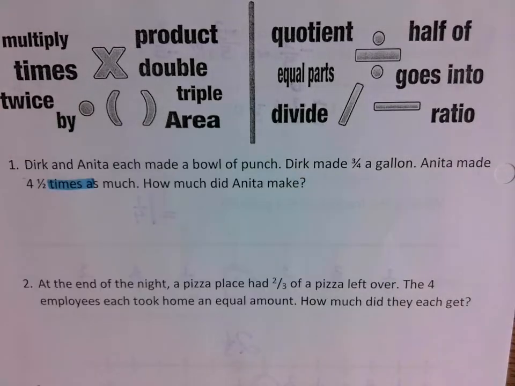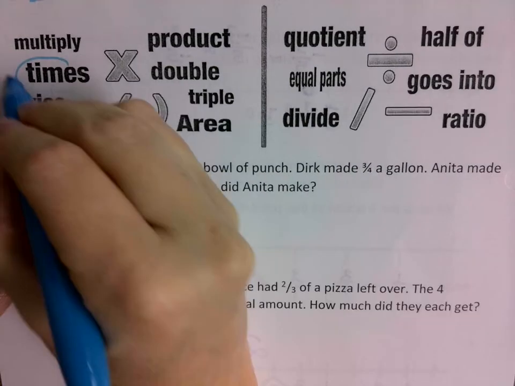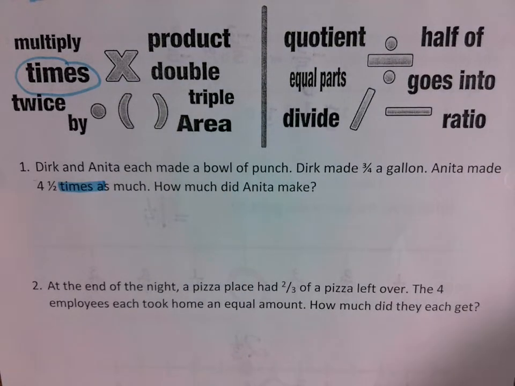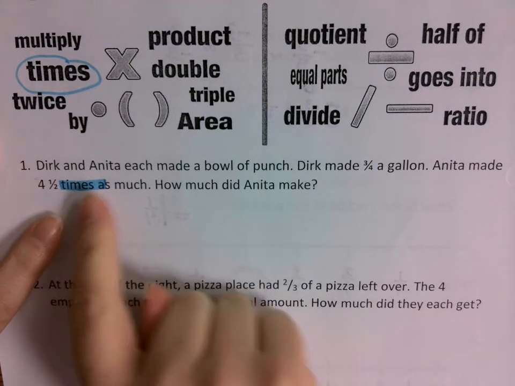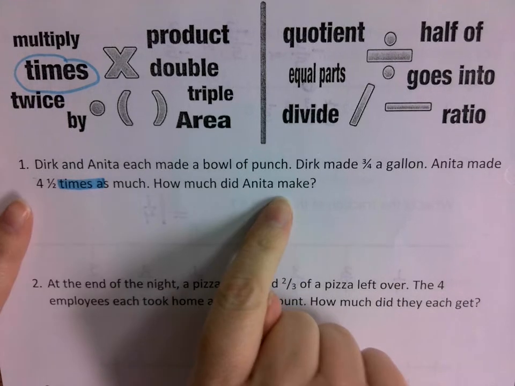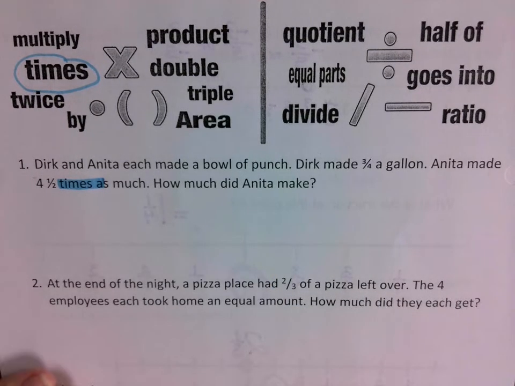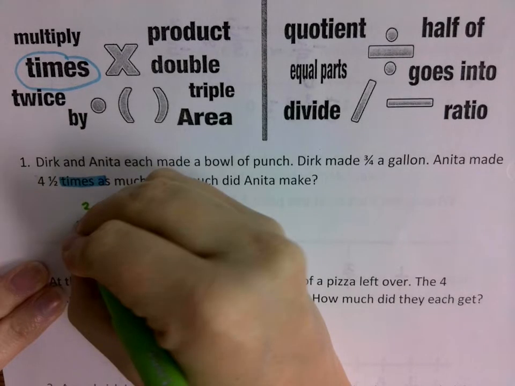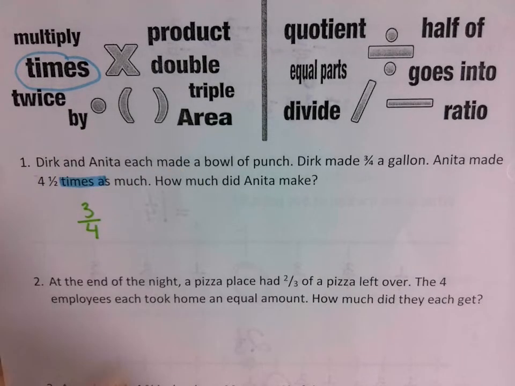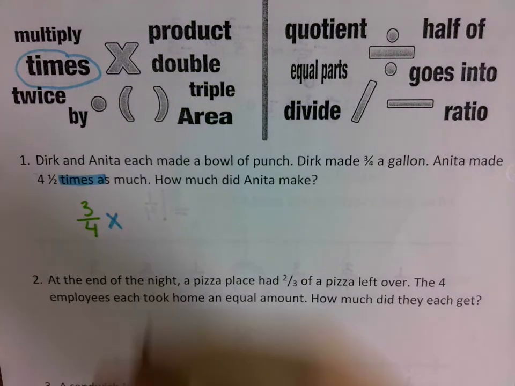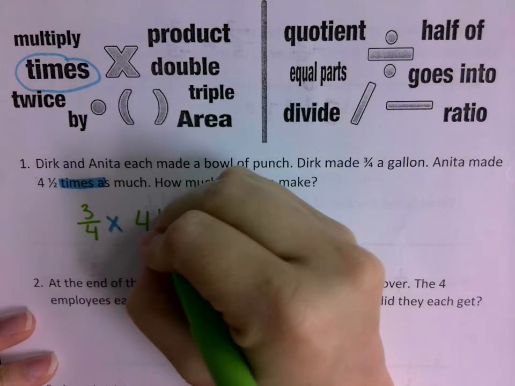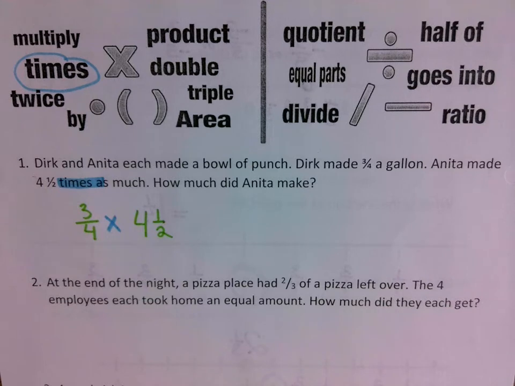So we know that we are taking how much Dirk made and we're multiplying it by 4.5 to find out how much Anita made. Okay, so for here, 3/4 of a gallon, we're going to multiply it by 4.5. Okay, 3/4 times 4.5. Go ahead and do that into your calculator. 3/4 times 4.5.